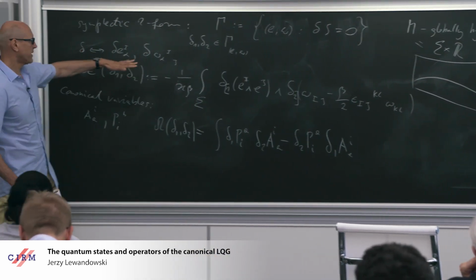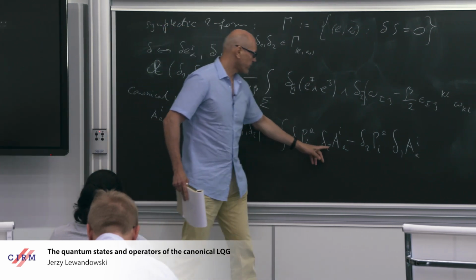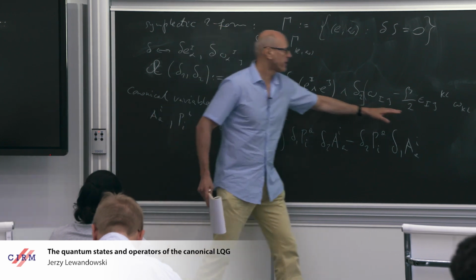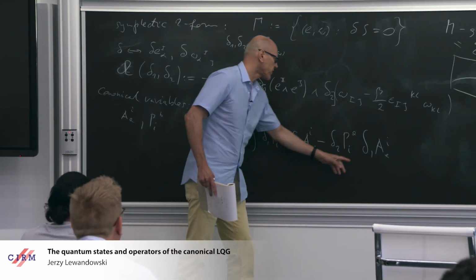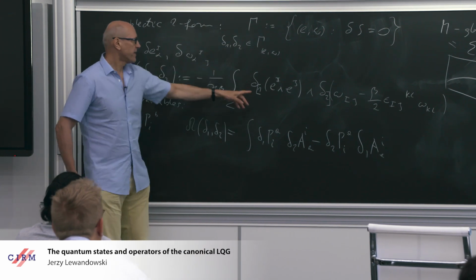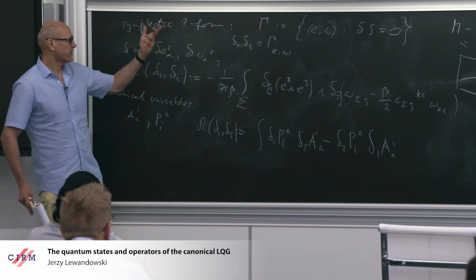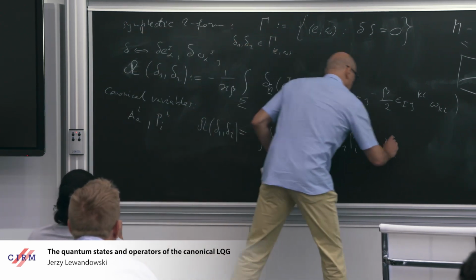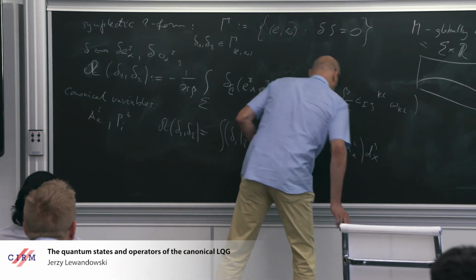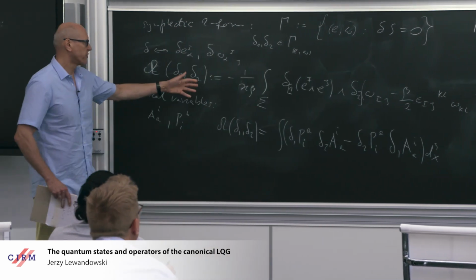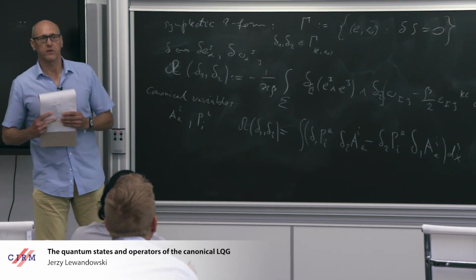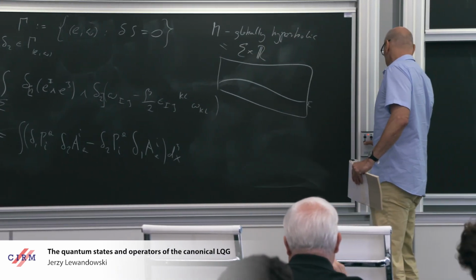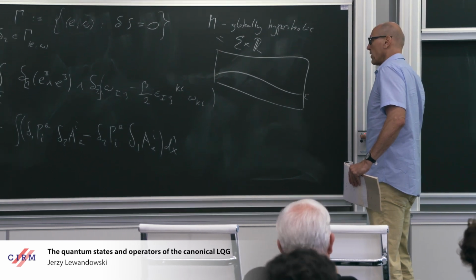So just by defining properly A and P, A as a pullback of this connection and P as a pullback turned into a vector density, we obtain such a form, and in this way we derive our canonical variables. We can see in what way they are. Perfect.